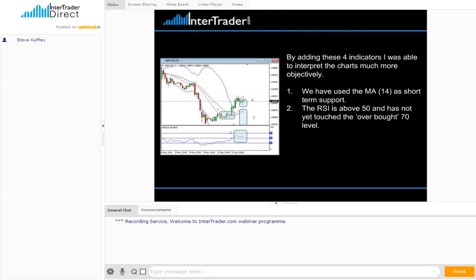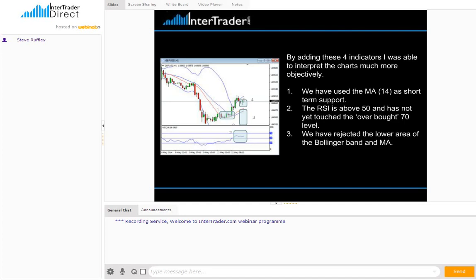The RSI is a very simple oscillator, which we understand. An oscillator has a scale, whereas the moving average and the Bollinger Bands are indicators. The RSI is an indicator too, but it's an oscillator because it has a scale between 0 and 100. So 50 is the midpoint, overbought at 70, oversold at 30. We can see that the RSI is above 50, but it's not yet at 70, so there is potential room for the market to go back up.